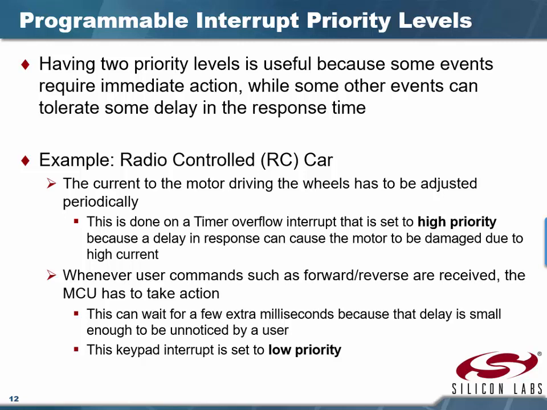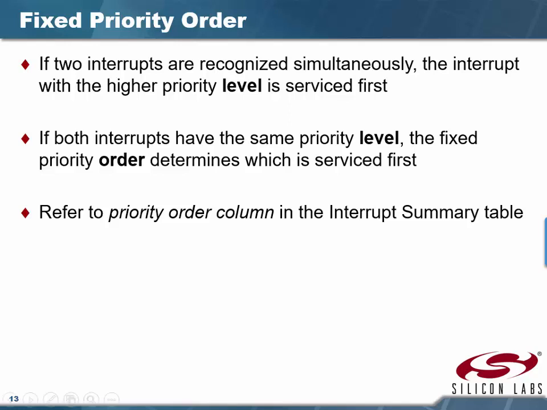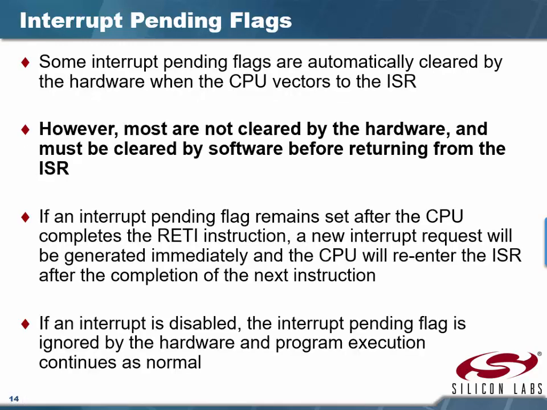The example they give: the current to the motor has to be adjusted accordingly. This is done on a timer interrupt, and we set that to a high priority. The buttons on the forward and reverse remote control are low priority, because a few milliseconds is not going to make a difference when somebody hits the reverse or forward button. But using the timer to send pulse width modulation to the wheels to drive the car has to be done precisely. So we set the timer to high priority. Again, we're not going to use that so much in this class, and at the same priority there's a fixed priority order; I'm not going to worry about that.